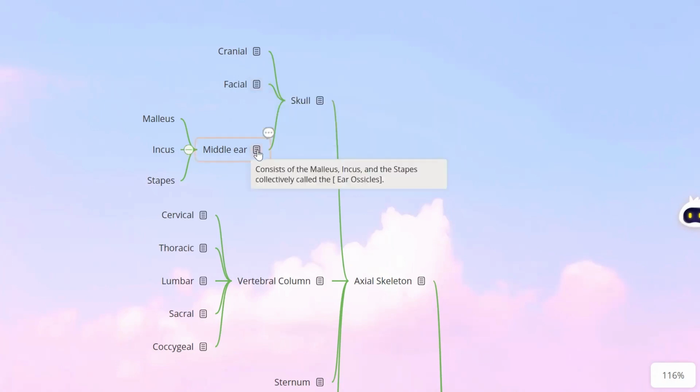Then we have the middle ear. Middle ear consists of the malleus, incus, and the stapes, collectively called the ear ossicles. So middle ear consists of malleus, incus, and stapes, and these collectively are known as what? Ear ossicles.